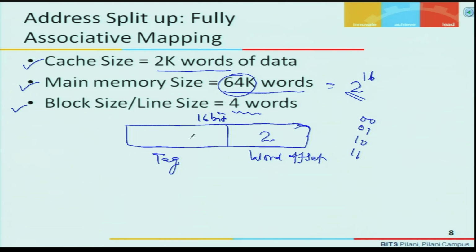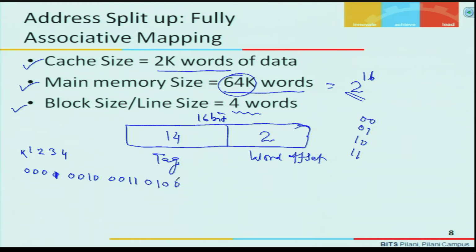What are the remaining bits? 16 minus 2, so that is 14 bits for the tag. So, that is the address split-up. Let us say I write some memory addresses, for example 1, 2, 3, 4, in hexadecimal. Each digit in hexadecimal represents 4 binary bits. So, 1 will be represented as 0001, 2 will be 0010, 3 will be 0011, 4 will be 0100.